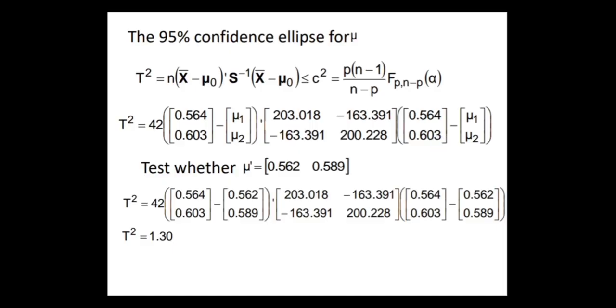Okay, so now we want to test this mean vector, these two mean vectors. So just replace in the formula of T square. Okay, calculate using the matrices. You can use a calculator. And lastly, you will get 1.3. Later, try to check whether the value is 1.3. Is it true or not? Okay, 1.3. So next step, we need to compare with c square.